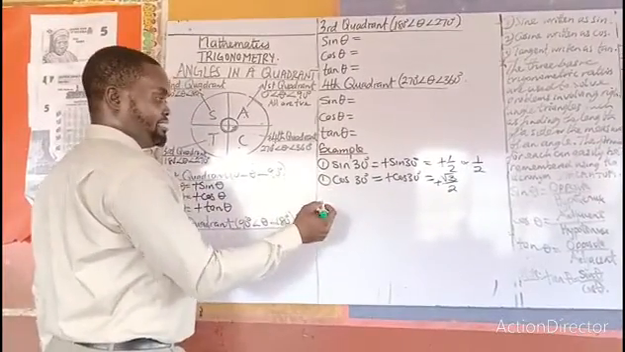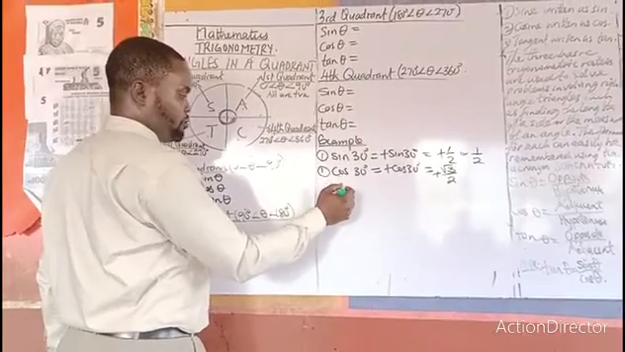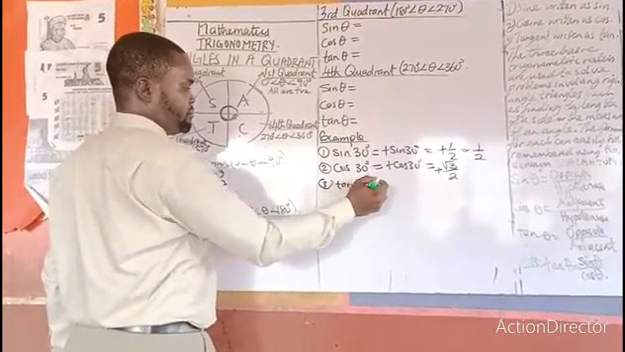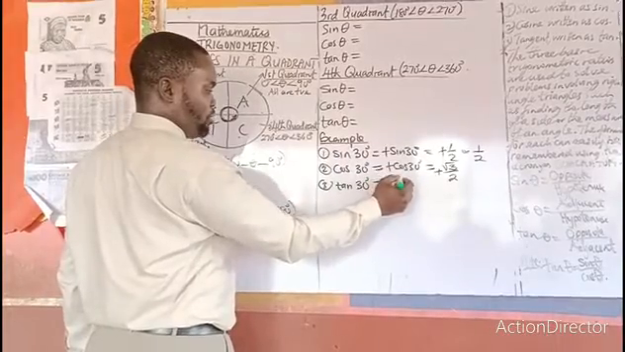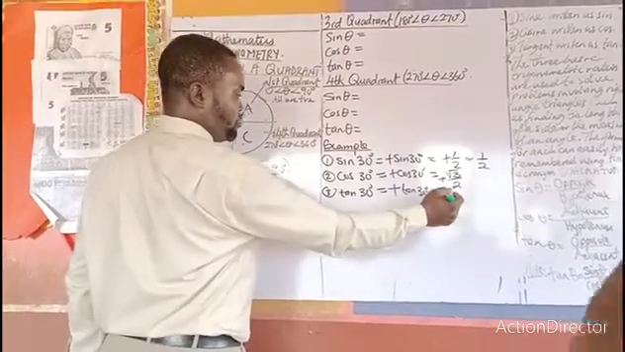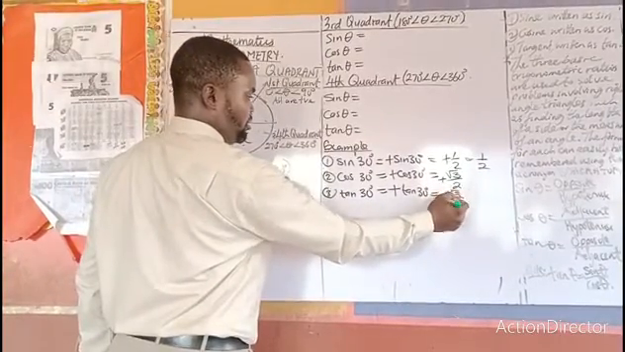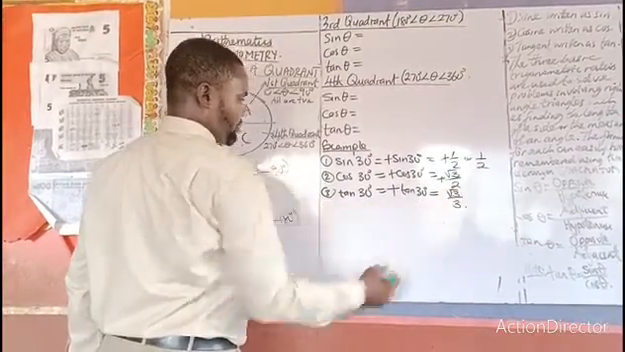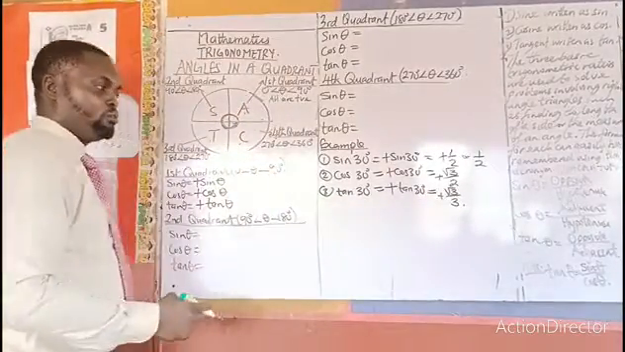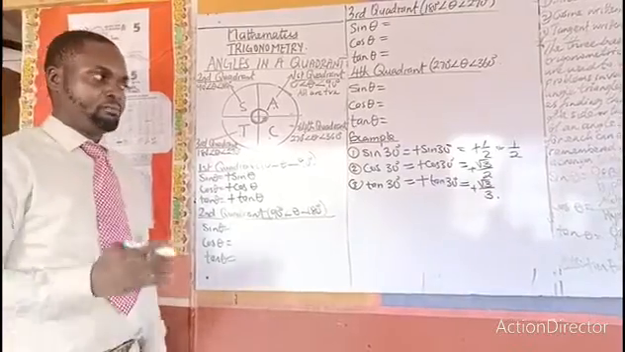What about tan 30 degrees? It will also be the same thing as what? Plus. And that will be what? Root 3/3. So that will also be plus root 3/3, or ordinary what? Root 3/3. Is that clear?